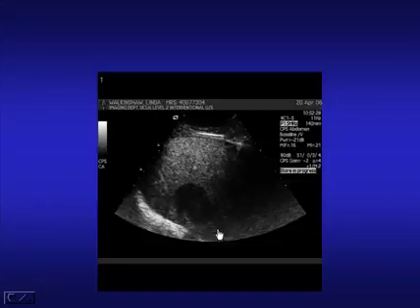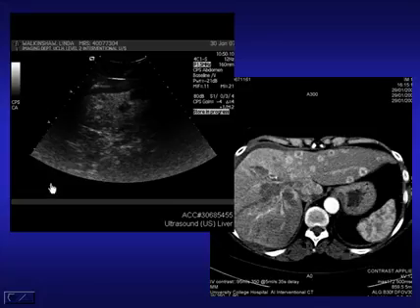Here's another example of later phase imaging where we can see again the microvasculature of the tissues with very poor microvascular filling in the tumor itself.